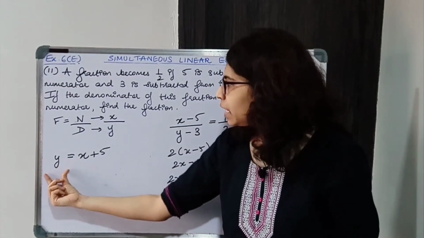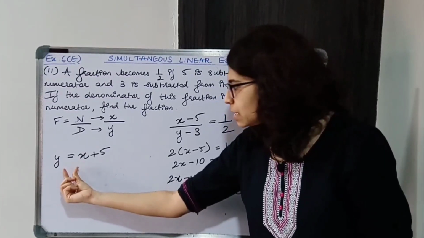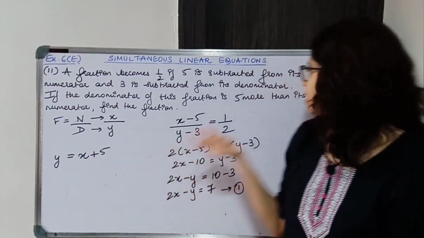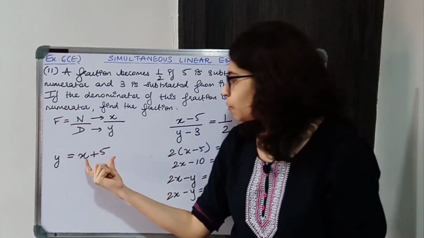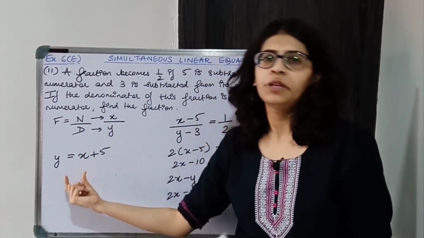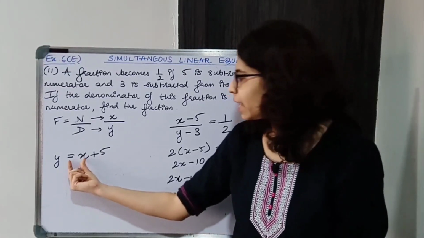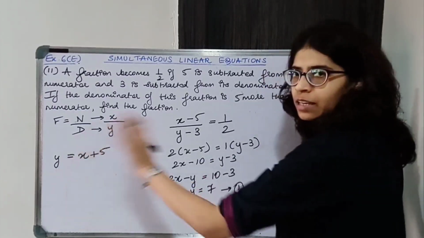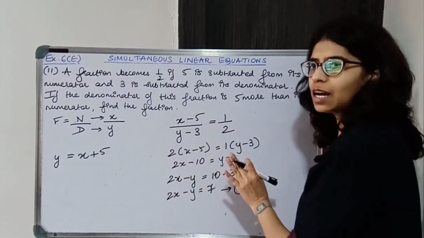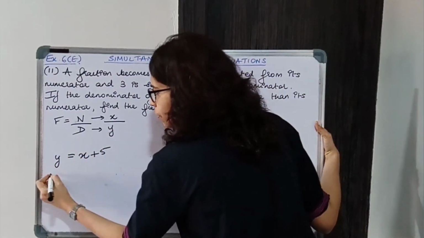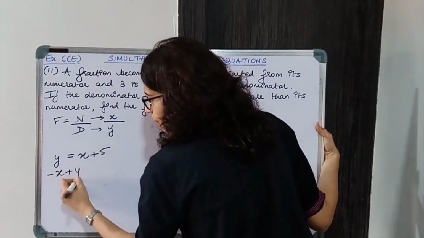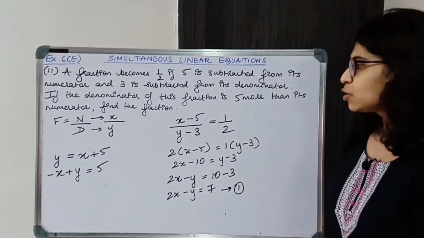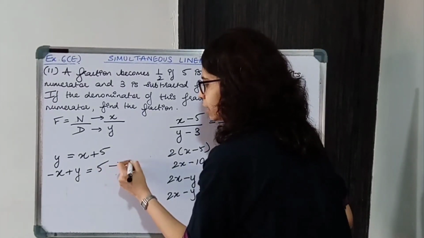So denominator is equal to 5 more, that is plus 5 than its numerator. So plus 5 हम लोग कहाँ पे लगाएंगे, जहाँ पे numerator होगा. Okay, so x plus 5 is equal to y. Now x and y will be in LHS and number in the RHS. So shifting this over here, minus x plus y is equal to 5. Okay, so we got another equation.